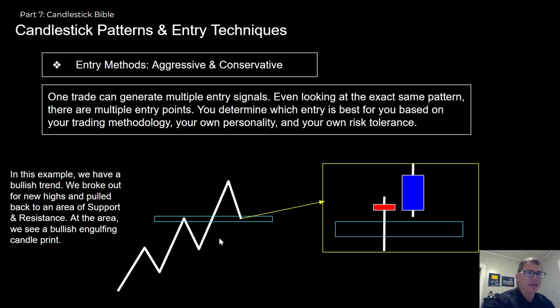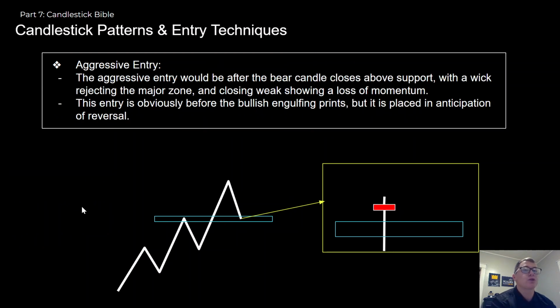So in this example, based on my drawing here, I hope it makes sense. In this we have a bullish trend, right? We're making higher highs, higher lows. Price broke out for new highs, and then we have pulled back into this area of support and resistance. And then at this area, we see a bullish engulfing candle print. Now, obviously, I've drawn this. We have a pullback. The arrow is pointing over to this box. This box is what's going on at this level of support and resistance. The blue represents the line. Very simple, right? Okay, so using this example, there are two different entry techniques.